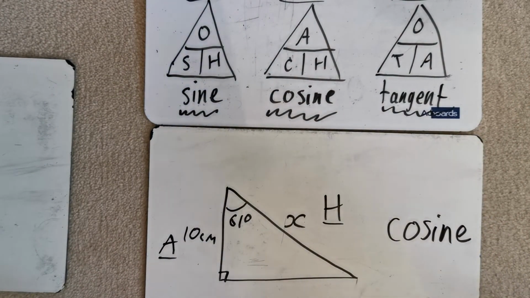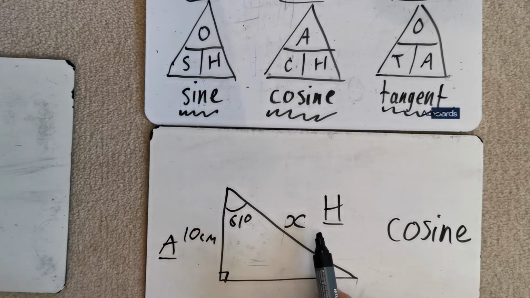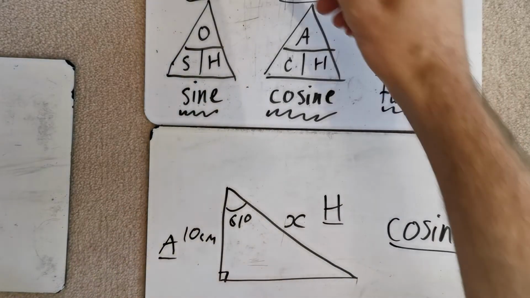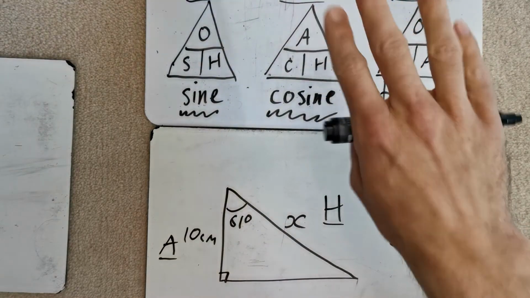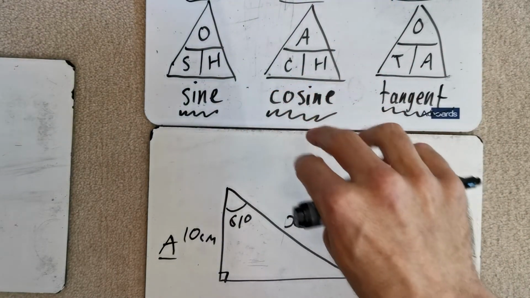So this one, we've got the adjacent, we've got the hypotenuse labelled, so we're using cosine. We're using this one here. Again, I'm not going to go into the maths of it right now in this video.